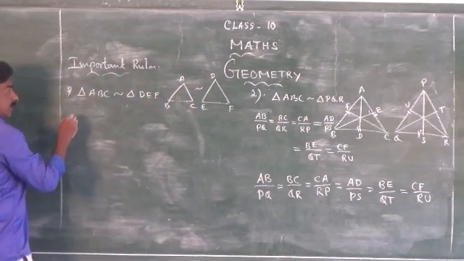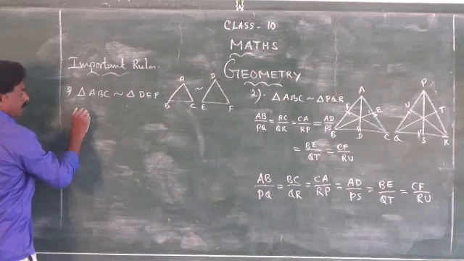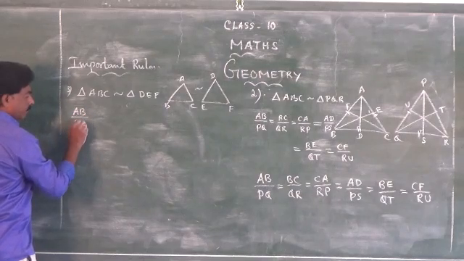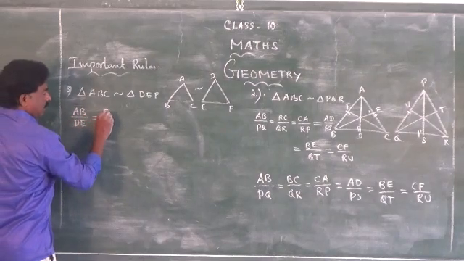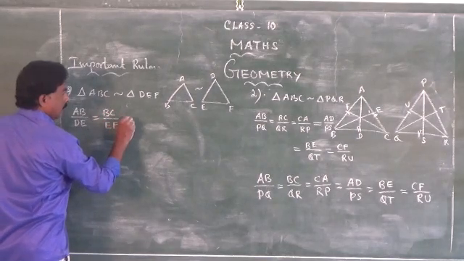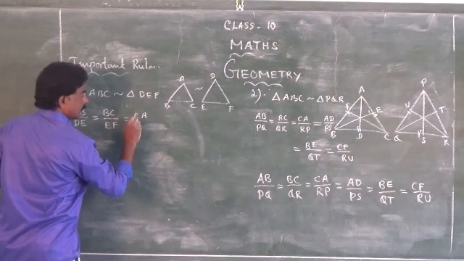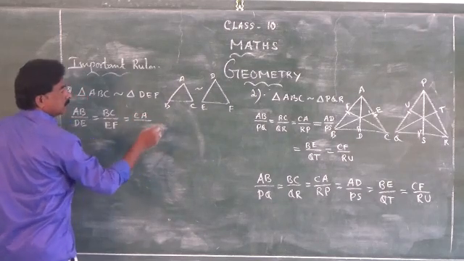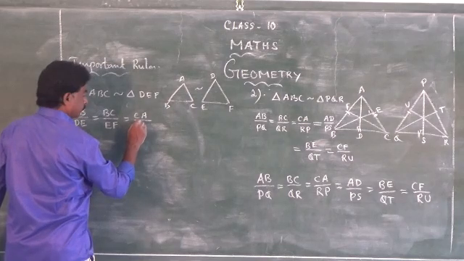Then what is the condition? The sides are proportional, that is AB is proportional to DE. Or we take side BC, the corresponding side is EF. Or we take CA, the corresponding side is FD or DF.